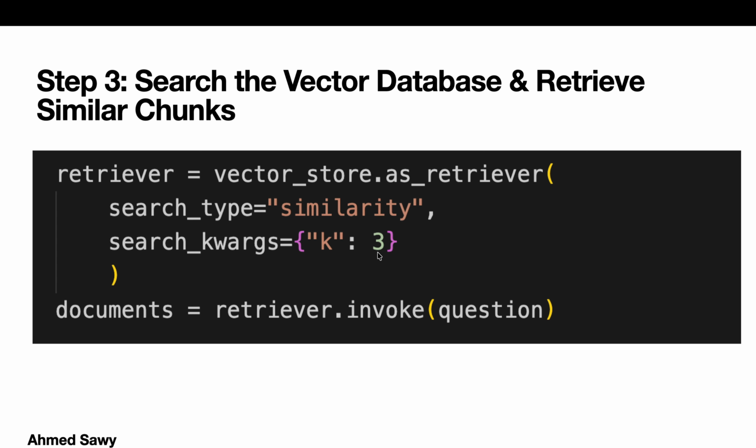At this point, nothing has been searched yet. So we need to perform the search. So we add this new variable here. Documents is going to be retriever dot invoke the question, and just pass the question. So you pass here the user question to allow this retriever to return the document objects of those chunks.